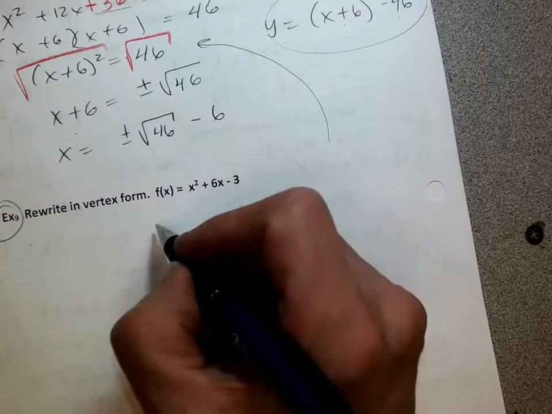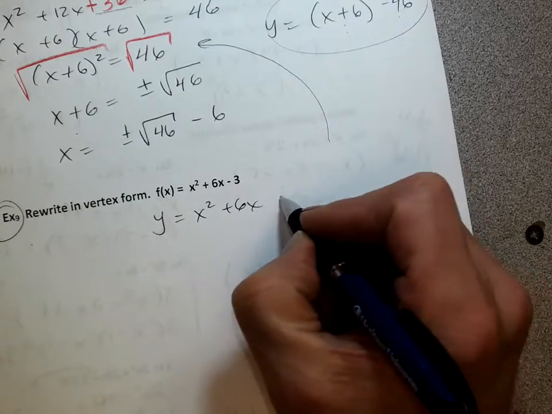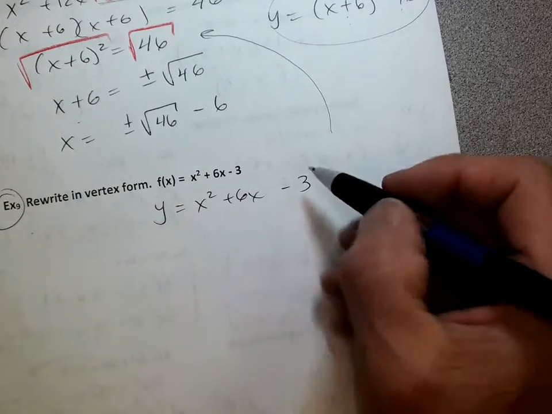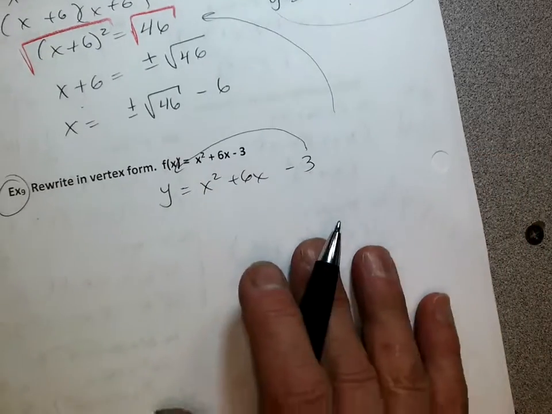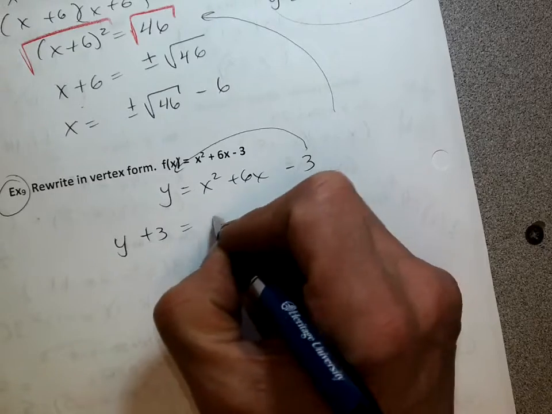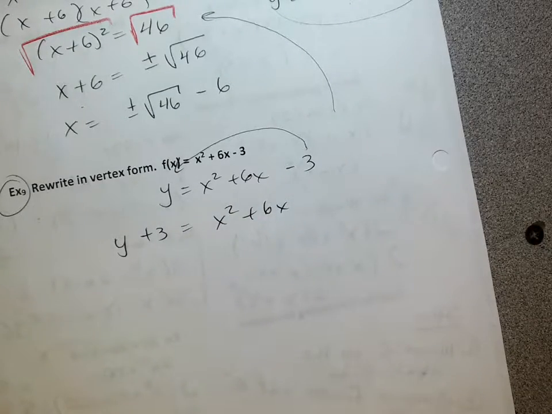Now f of x and y are the same thing. You okay with that? So we're going to do the same exact process we just did, except we got this darn y in the way, but we'll leave the y. We don't worry about the y. So what's the first step? Move C over. So let's move the 3 over. I'll have y plus 3 equals x squared plus 6x. Guys okay with that? I just can't add y and 3. It's just y plus 3.